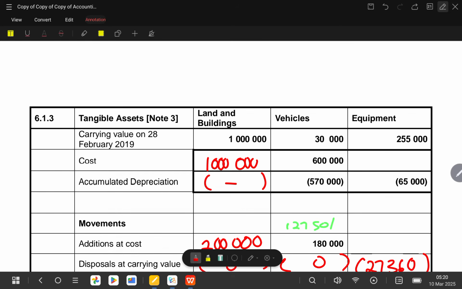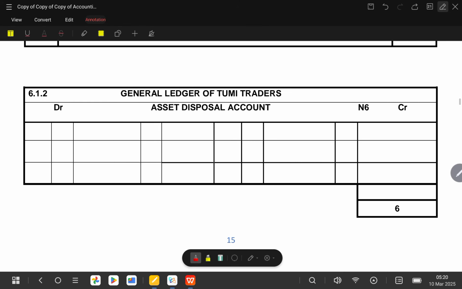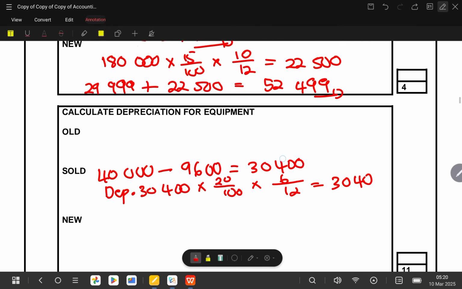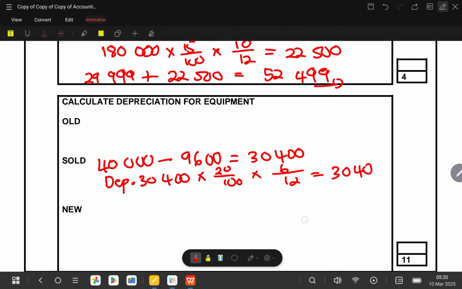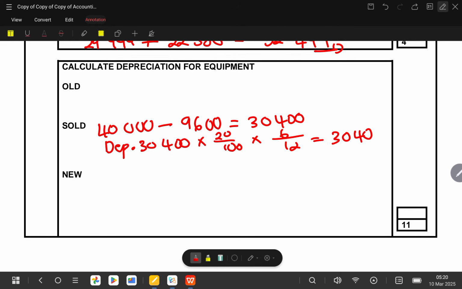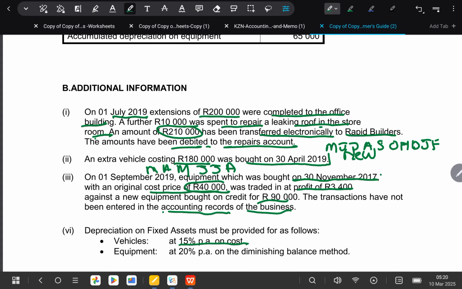So the new one that was bought, for that depreciation, it was bought on, I think, the 1st of September. So that's what we also need to keep in mind. Okay, because they said there was a trade in that took place. So the new equipment was bought on credit for 90,000.